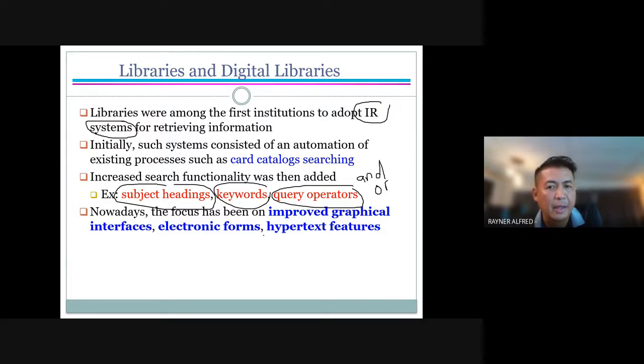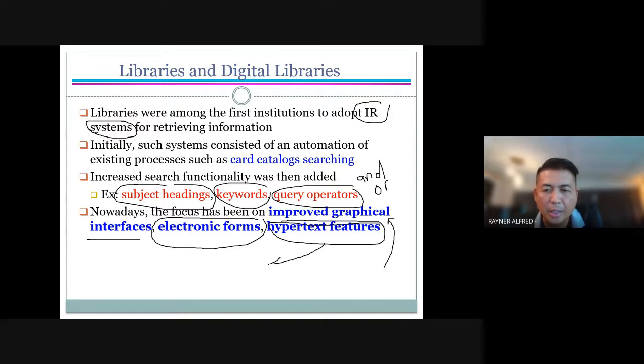Okay. Nowadays, the focus has been on improved graphical interfaces. How do we design a good interface? And then everything is in digital format. And we also have the hypertext features in which we can link to another document.